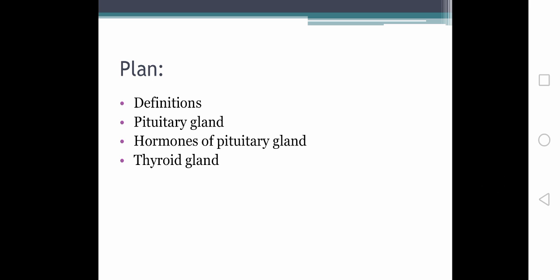Today's topic of our lecture is the endocrine system. But you should know that it is not the full lecture, it is only an abstract of the lecture. The plan of our lecture is definitions, the pituitary gland or hypophysis, which are synonyms, hormones of the pituitary gland, and the thyroid gland.